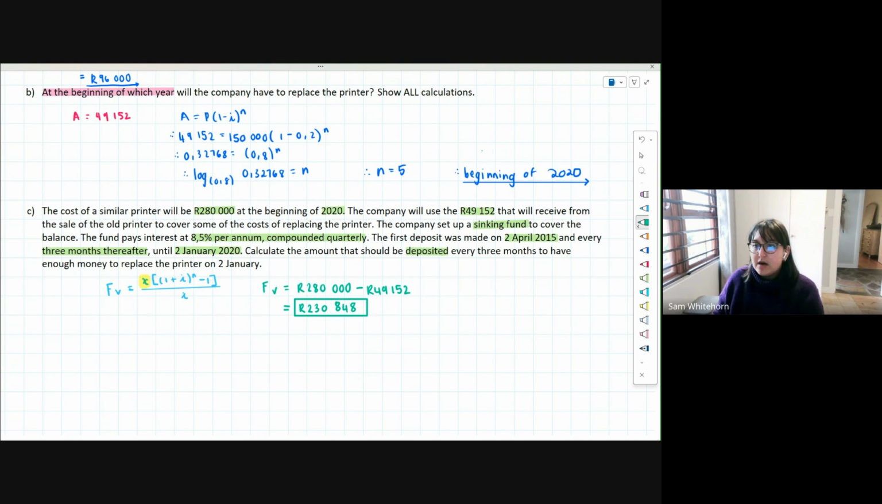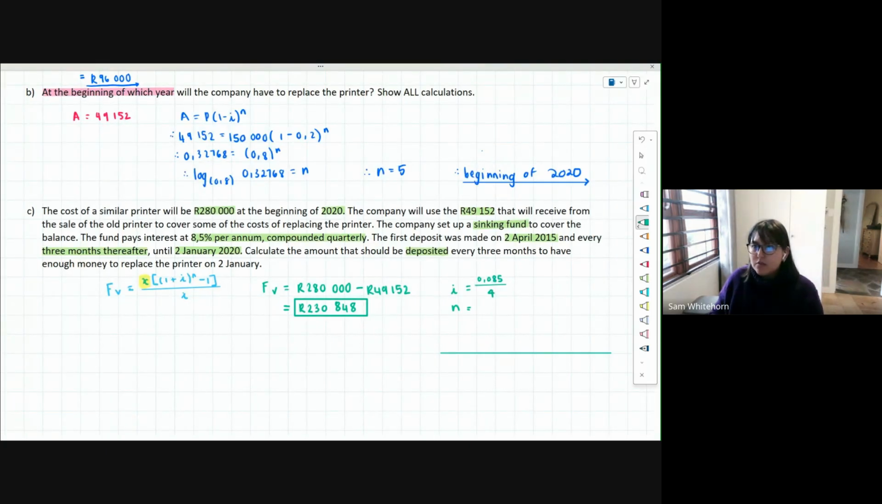We then need our i value, and that was 8.5% per annum compounded quarterly. So we have to take, no, it wasn't 8%, it was 8.5%. So 0,085 divided by 4, relatively straightforward. And then we need our n value. Okay, so this is where we need to be careful. And I'm actually going to draw a number line. And Grade 12s, in all honesty, count. If you need to count it on your fingers, count it on your fingers.